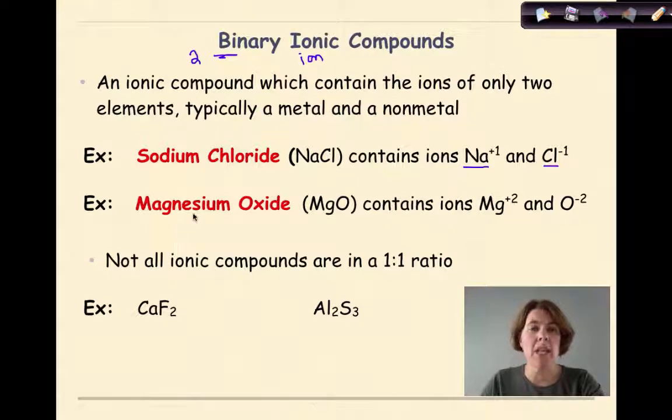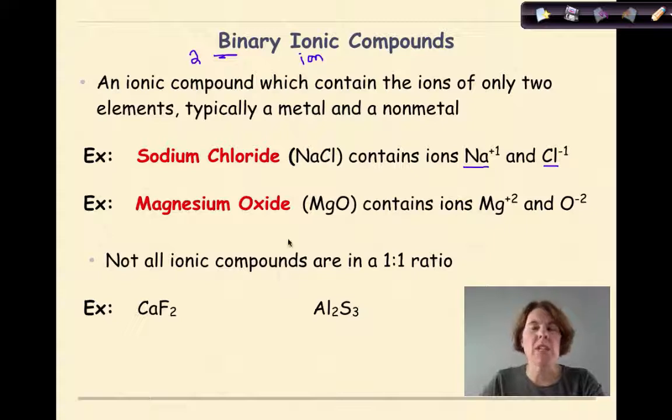Another example is magnesium oxide, or MgO, which contains magnesium ions and oxygen ions. These are all considered binary ionic compounds because they have one metal and one nonmetal. But if we look at these, we'd say that all of these are in a 1-to-1 ratio, losing one valence electron here, accepting one valence electron here, losing two valence electrons here, accepting two electrons.